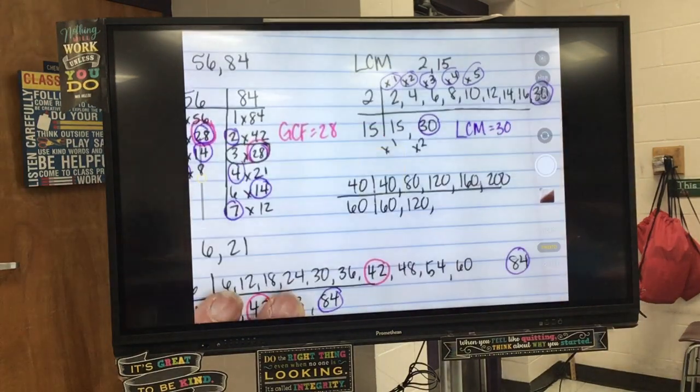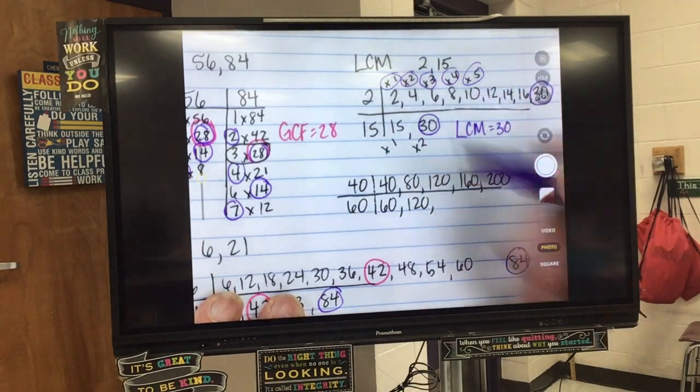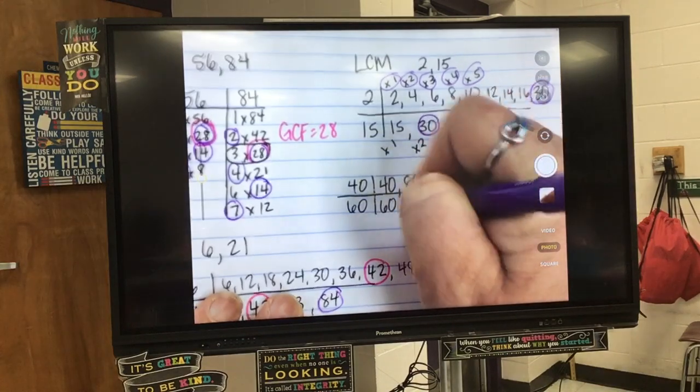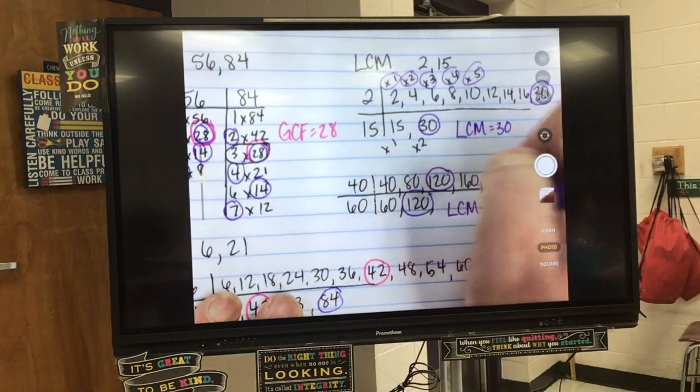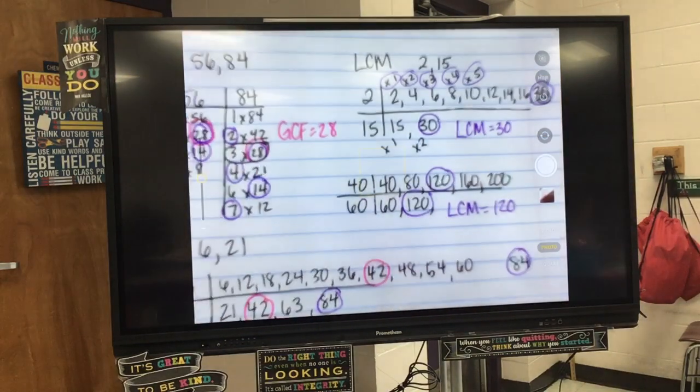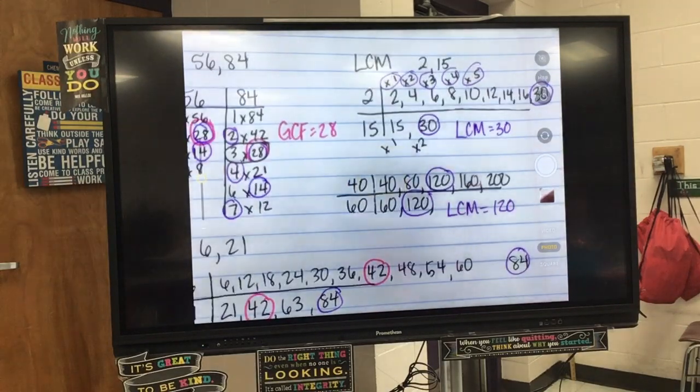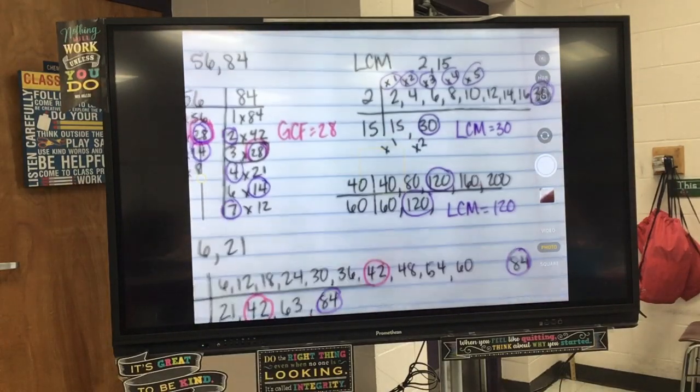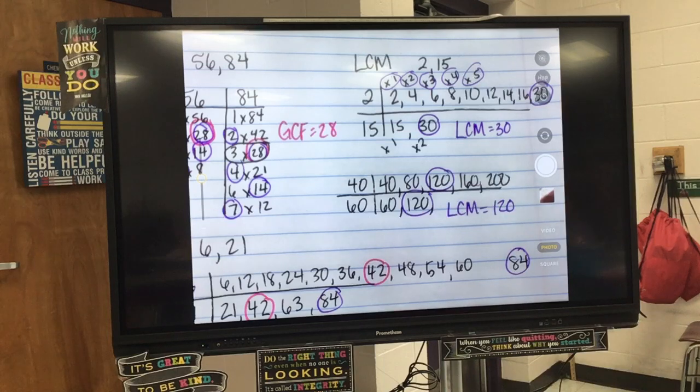60, 120. Can I stop right there? Why can I stop right there? You can see that we already have our LCM, which is 120. All right, how do you guys feel about LCM GCF? Okay, it's not terribly hard like this.